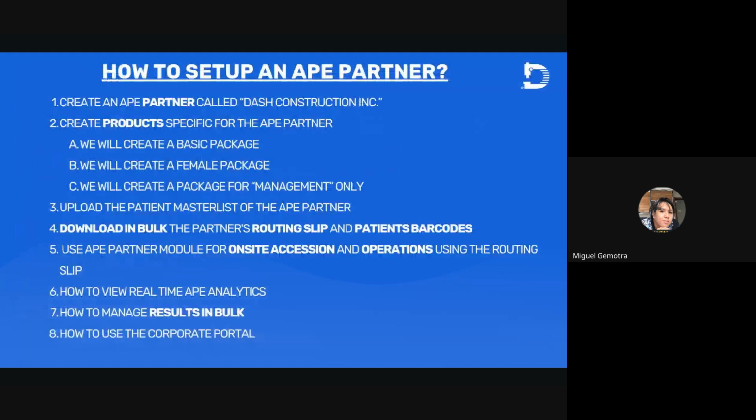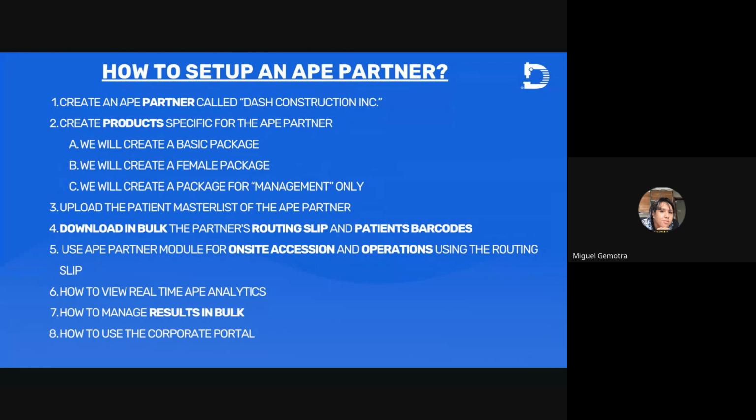One, as I've mentioned, we will create an APE partner called Dash Construction Inc. Second, we will create the product specific for that APE partner. Specifically, we will create three products. We will create a basic package, a female package for female employees, and we will create a management only package for eligible employees that may be part of management.